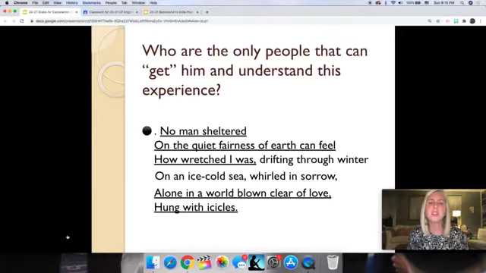It says, "No man sheltered on the quiet fairness of earth can feel how wretched I was, drifting through winter on an ice-cold sea, whirled in sorrow, alone in a world blown clear of love, hung with icicles." Who are the only people that get him and understand him? Nobody that gets to stay just on the land. It's kind of implied that only other people who are sailors or seafarers would ever understand this. Nobody that is on the land can understand how wretched this experience is.